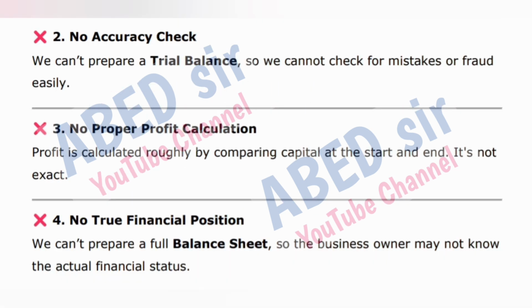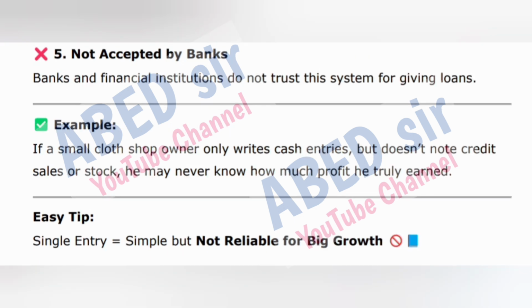2. No accuracy check. We can't prepare a trial balance, so we cannot check for mistakes or fraud easily. 3. No proper profit calculation. Profit is calculated roughly by comparing capital at the start and end. It's not exact. 4. No true financial position. We can't prepare a full balance sheet, so the business owner may not know the actual financial status. 5. Not accepted by banks. Banks and financial institutions do not trust this system for giving loans.